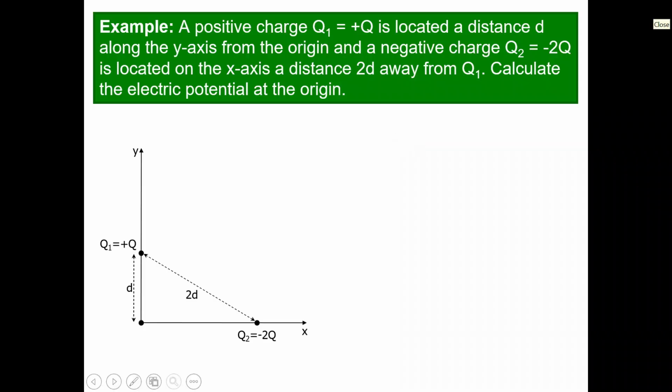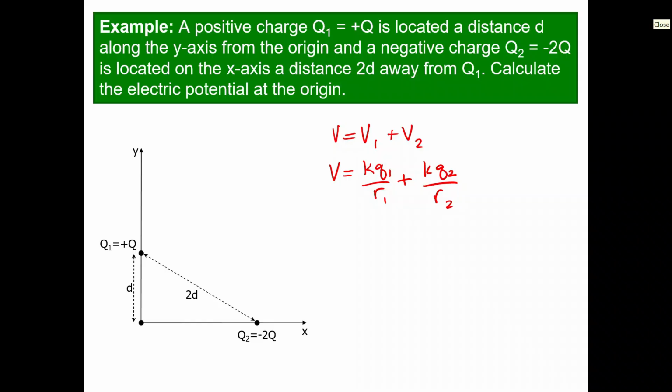The other thing that's really nice about this problem is because potential is not a vector, I don't have to do vector addition. So if I want to find my potential at the origin, I just need to find the potential from charge 1 and add the potential from charge 2. Since I'm using point charges, I'm using the KQ over R. So V1 is going to be KQ1 over R1. V2 is KQ2 over R2. So really this is just plug and chug at this point.